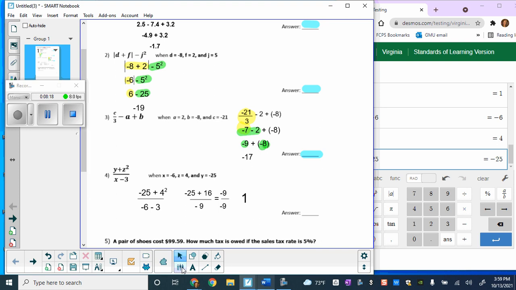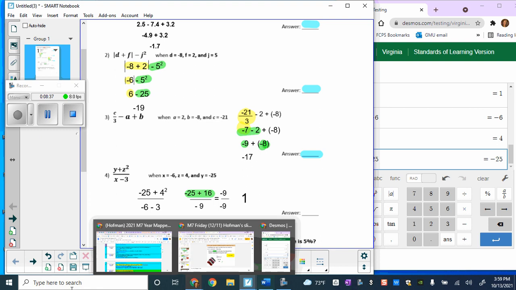We do get a 1. And let's make sure you guys are okay with how this all got plugged in. So y was a negative 25 and then plus 4 squared. So in the numerator, 4 squared is 16. And now when I do negative 25 plus 16, I'm still in the negatives and I'm at negative 9.